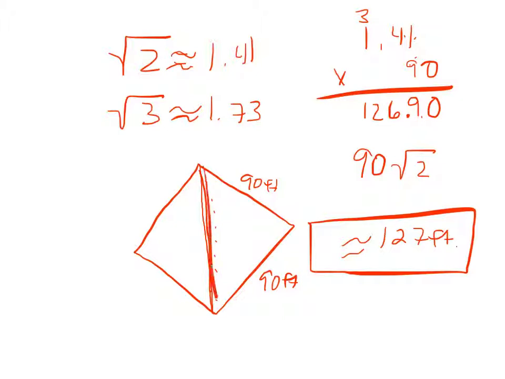So again, we go back to this side right here. The length of it is 90. That's our scale factor times the square root of 2.